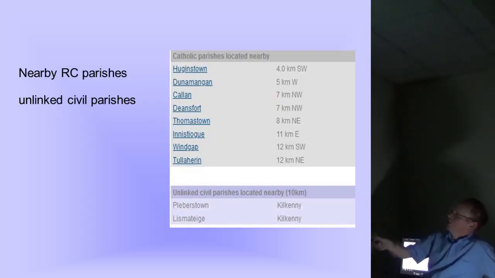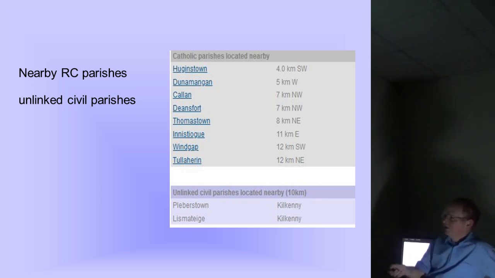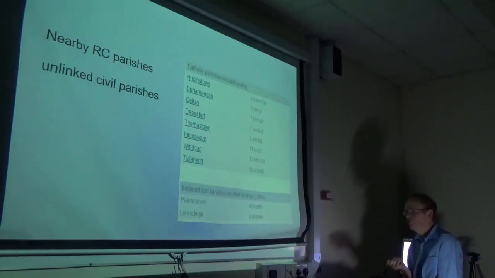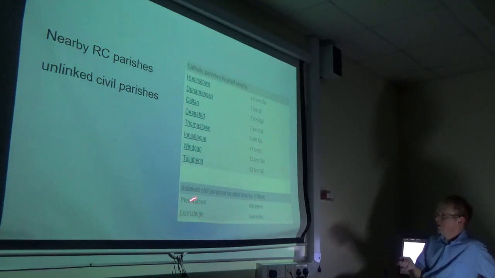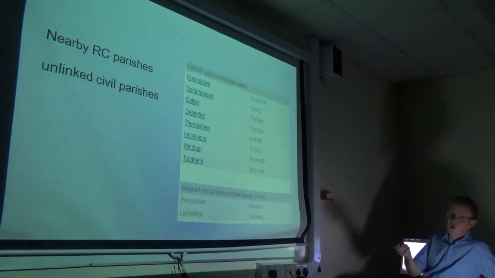There's also a bit at the bottom right which says they're the Catholic parishes nearby and how far away they are. So if you want to extend your search, you can use that. And you'll see this sometimes, these are civil parishes, but there's no specific reference to which Catholic parish they're in. So they're nearby. So if you had somebody living in one of those, you might want to look at Ballyhale.